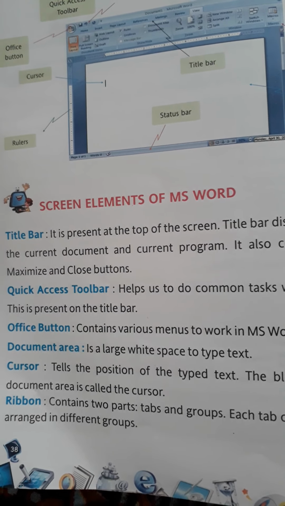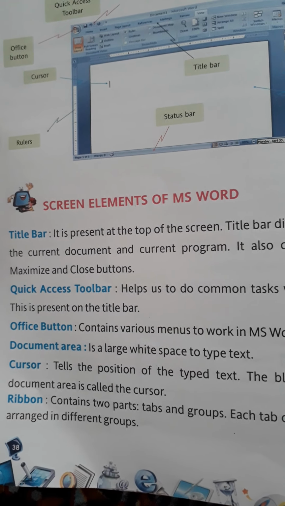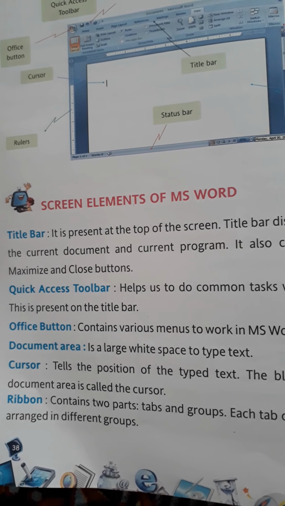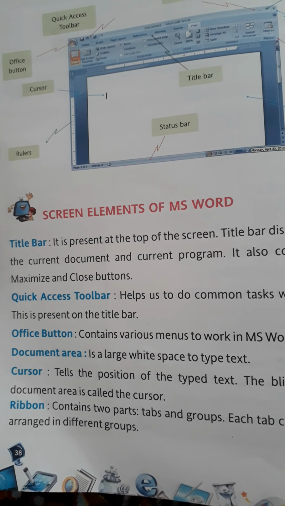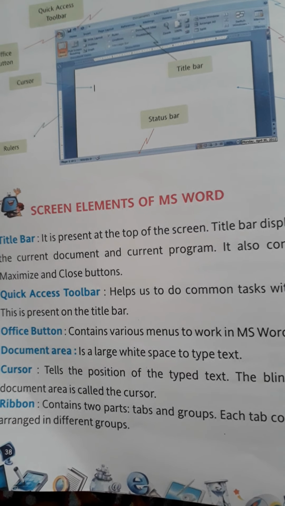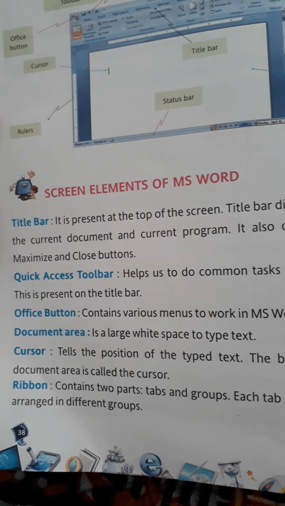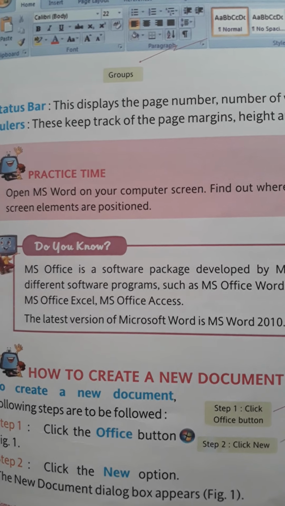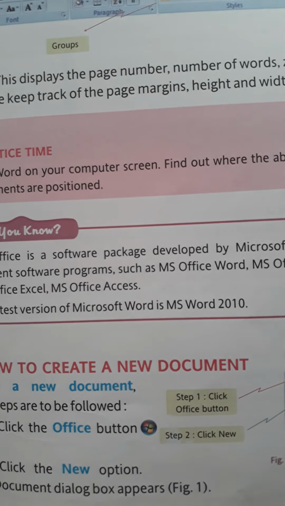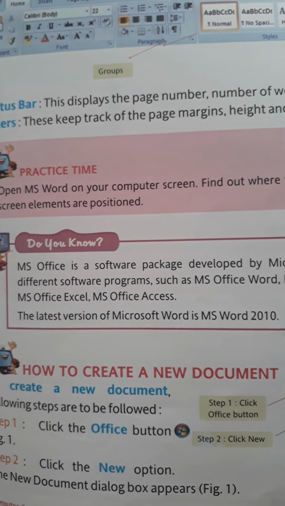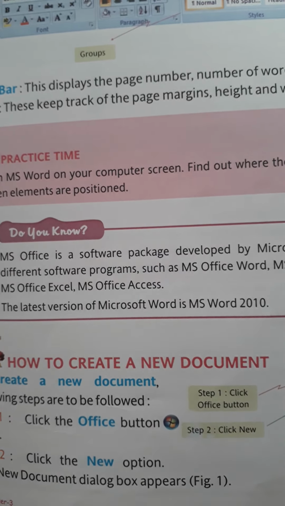Cursor. The cursor shows the position where we are typing. When we type any text, the cursor moves forward. Ribbon. It contains two parts, tabs and groups. Each tab contains different groups. Status bar. The status bar displays the status of the page, like page number, number of words, zoom option. Rulers. These keep track of the page margin, height and width of the page.